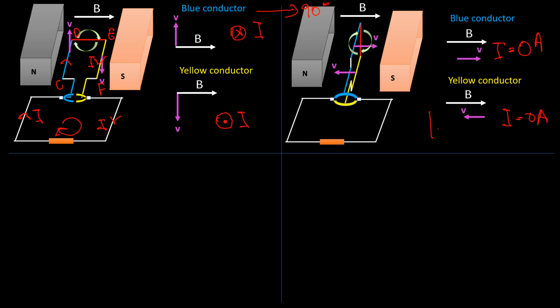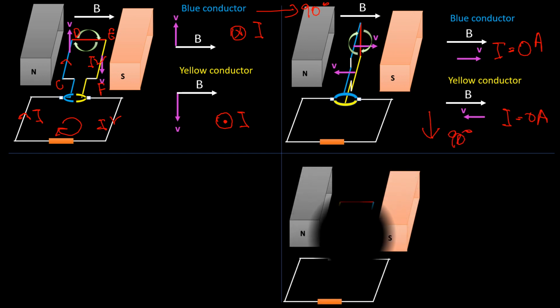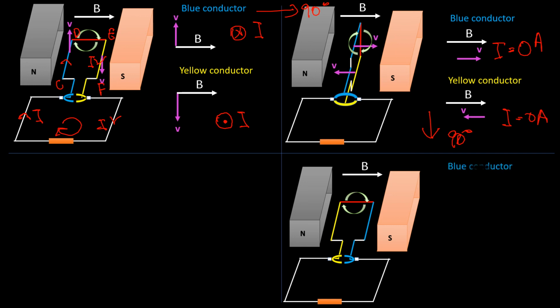So now your coil rotates again 90 degrees. So it will change into this position. So now your yellow conductor is at the left hand side, while your blue conductor is at the right hand side. But your B is still pointed to the right, and the coil is rotating in a clockwise direction, so your blue conductor will experience downward motion. Your V will point downwards, your B is pointed to the right.